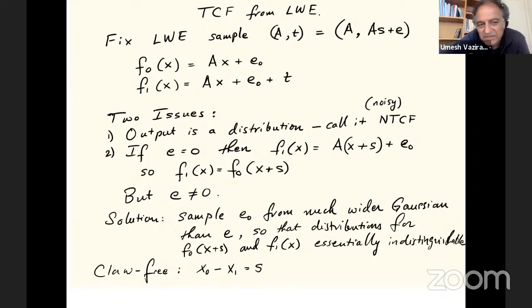The second issue is this. If we look at the thinking behind this translation by T, if we let the noise vector E in the LWE sample be 0, then something nice happens, because F1 of X is just A times X plus S, plus E, which means F1 of X is F naught of X plus S.